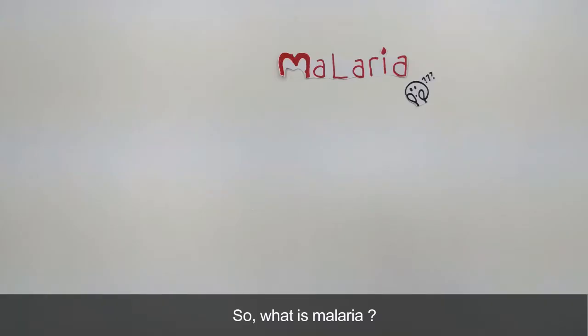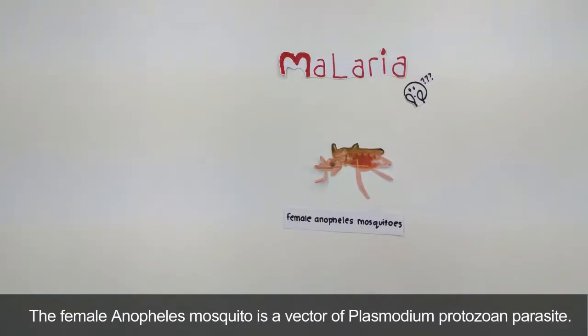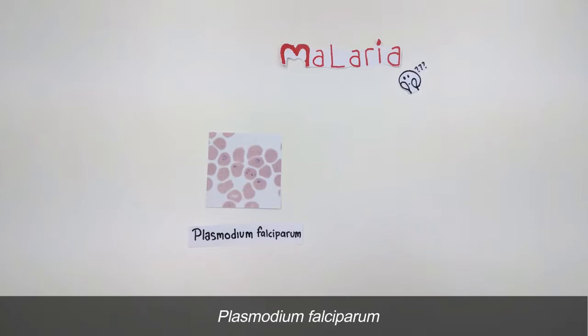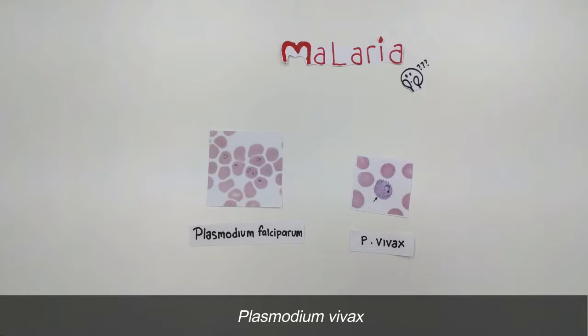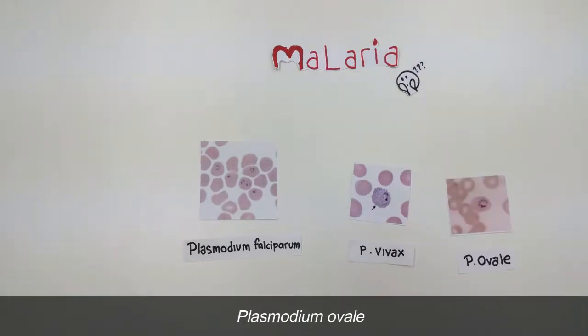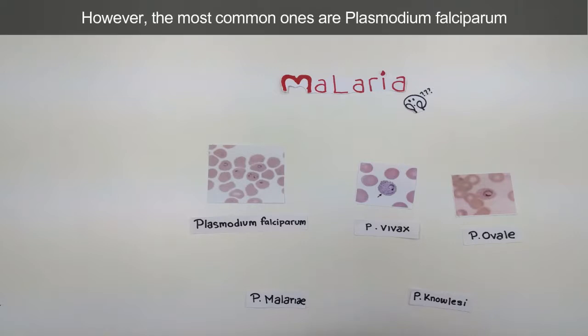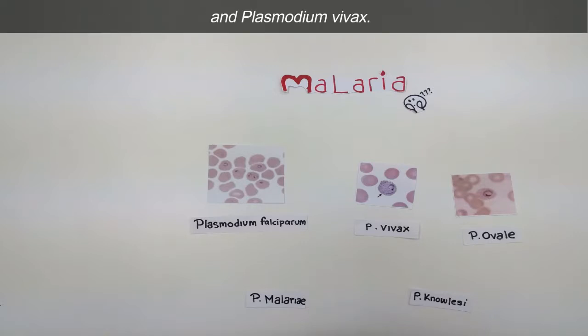So what is malaria? The female Anopheles mosquito is a vector of Plasmodium protozoan parasite. There are 5 Plasmodium species that cause malaria, which are Plasmodium falciparum, Plasmodium vivax, Plasmodium ovale, Plasmodium malariae, and Plasmodium knowlesi. However, the most common ones are Plasmodium falciparum and Plasmodium vivax.